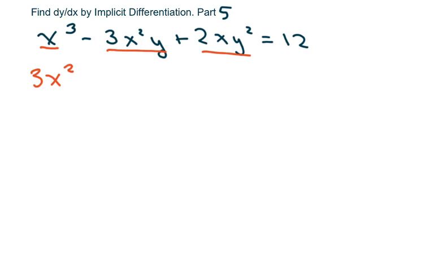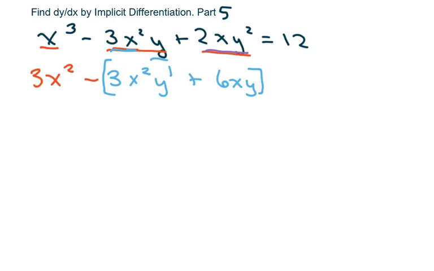The next one is a product rule, so what I'm going to do is write down, this is the first part, this is the second part, so I'm going to write down 3x squared times the derivative of y plus, alright, then you differentiate the x, so you're going to get 6x times y. Alright, so that's that part. The next part is this part.